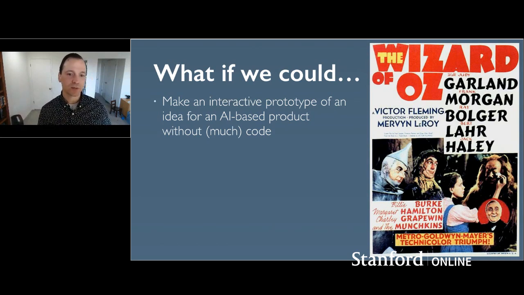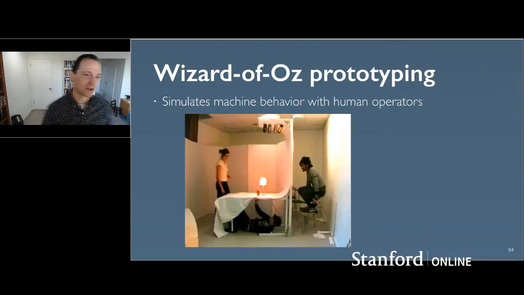The idea behind a Wizard of Oz prototype is that you have someone behind the curtain. You can see someone here under the table who's effectively responsible for turning the light on and off. So the user is there, playing with this interactive room that appears really intelligent, when in reality, there's someone behind the curtain pretending to be the AI.